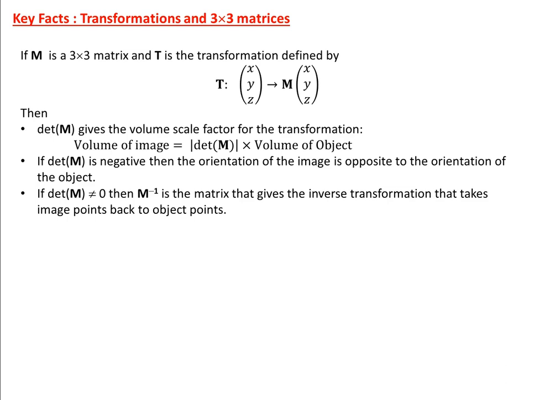If we have a transformation which takes the point xyz to the point M times xyz, then the determinant of M gives us a volume scale factor for the transformation. In other words, the volume of the image is the modulus of the determinant times the volume of the object. Moreover, if the determinant of M is negative, then the orientation of the image will be in the opposite direction to the orientation of the object. And if the determinant of M is not equal to 0, then the inverse matrix exists and is the matrix that gives the inverse transformation that takes image points back to object points.